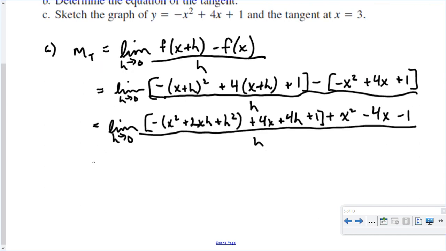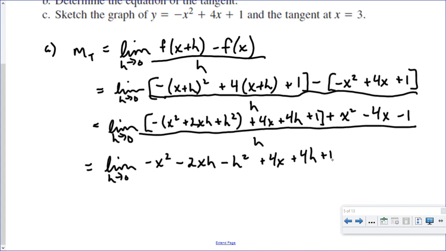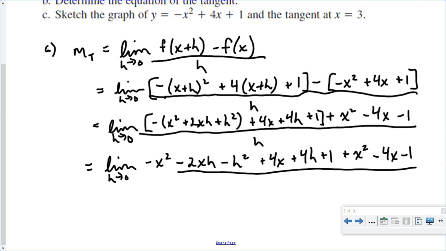This is complicated. This is a large expression. I think we can work with it. I have a negative x squared, a negative 2xh, negative h squared, plus 4x, plus 4h, plus 1, plus x squared, minus 4x, minus 1. A lot of this is going to simplify, all my constant terms and all my x terms. I'm just going to be left with h's that I can factor. So let's see if we can collect this. That one's gone. My 4x and my negative 4x, my plus 1 and my minus 1.